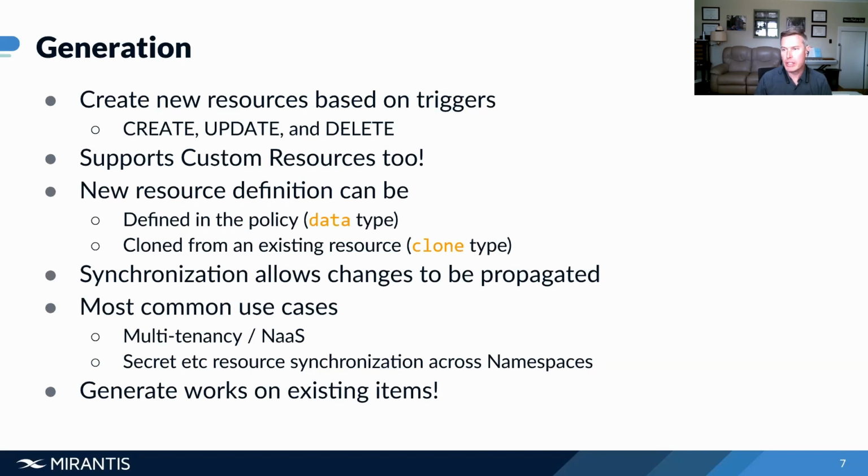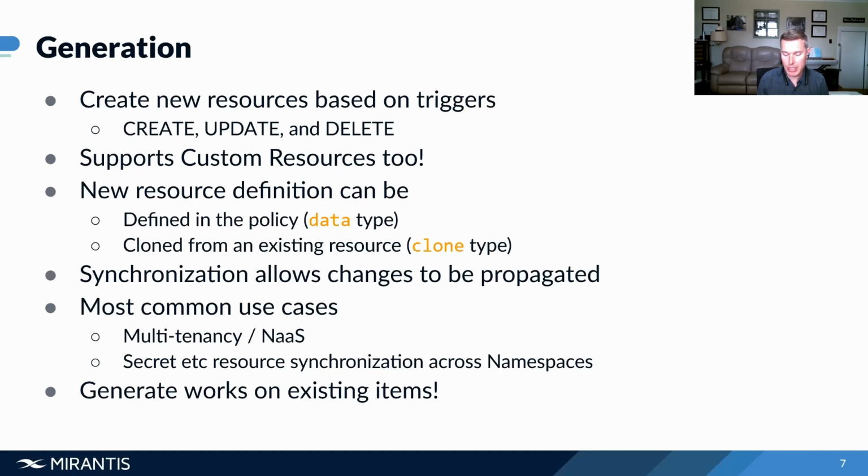Now, some of the common use cases for generation, why would I want to do this? Think of things like multi-tenancy or namespace as a service. Whenever I generate or create a namespace, I need a network policy, a resource quota, a limit range, role binding. You need these things typically in these use cases. Well, you don't necessarily have to define those 50 times for 50 namespaces. You can just define one policy, and then you go about creating your namespaces, and Kyverno will handle everything else.